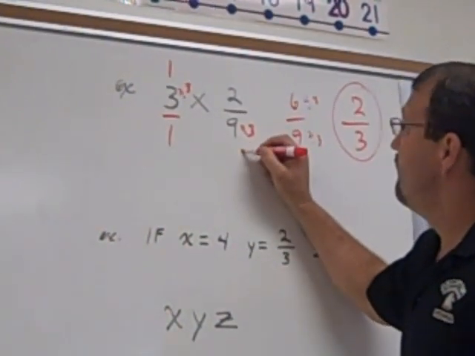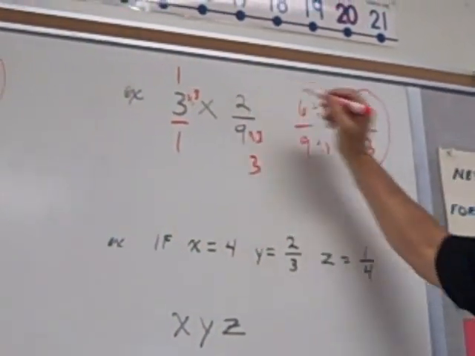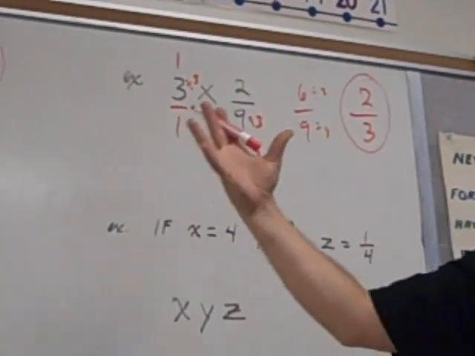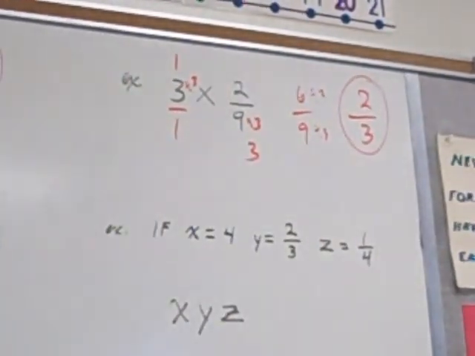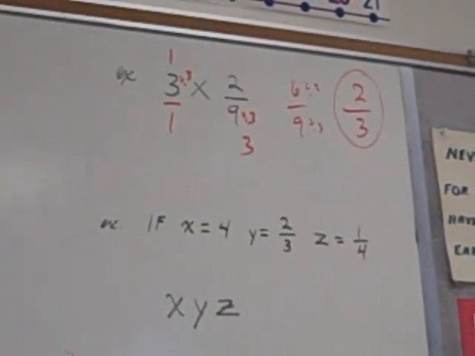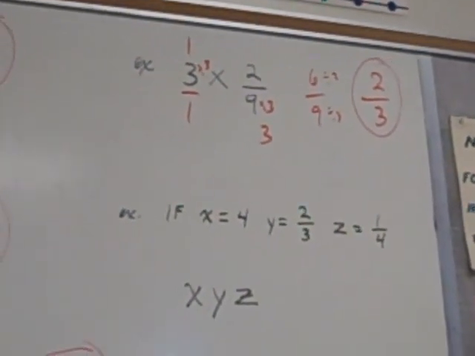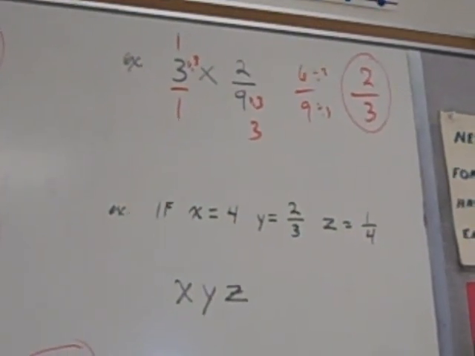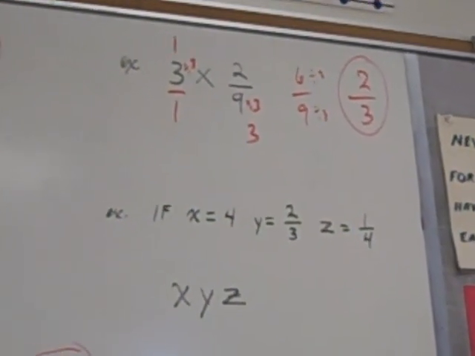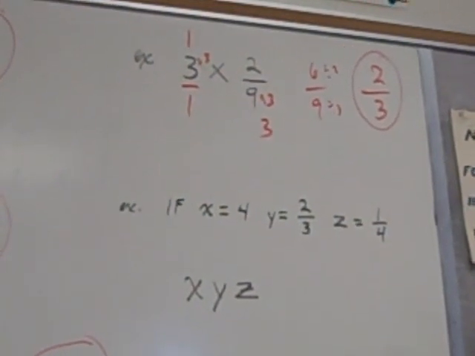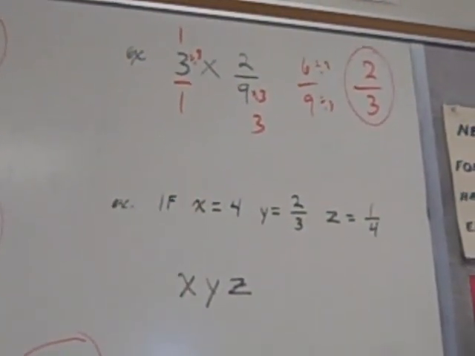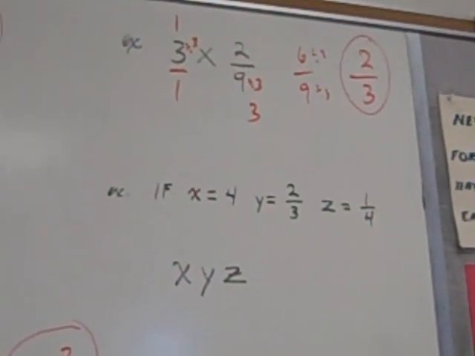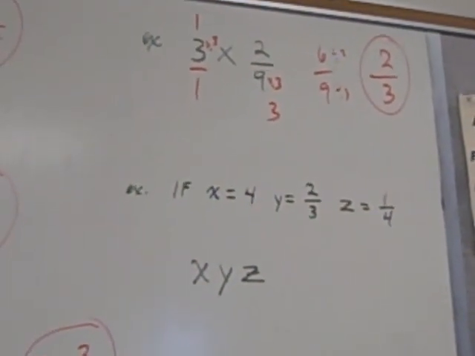1, 1, 3, 3. 1 times 2, 2. 1 times 3, 3. Bingo. Works with the shortcut, works without the shortcut. So do you have to rely on the shortcut? No, you can still get the right answer even if you don't do the shortcut. You just got to do some simplifying at the end. Because the shortcut is simplifying before we get to the end.